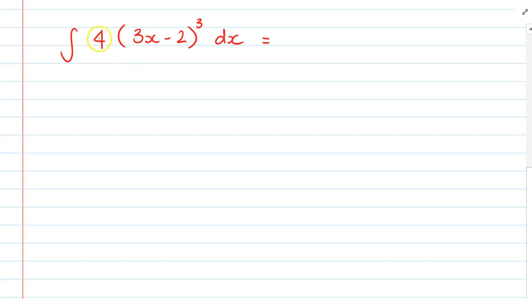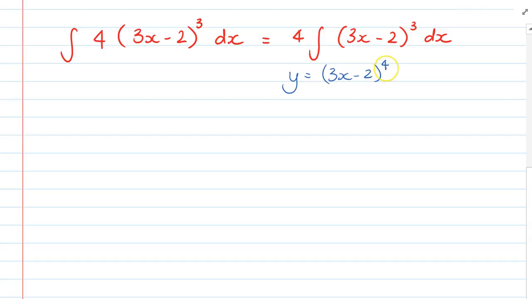This time we've got a constant out the front already. Again, from what we've learnt from our basic integration rules, we can take that 4 out the front and it becomes 4 times (3x - 2) all cubed dx. So for the moment, I'm going to just ignore this 4. I'm not going to forget about it completely, but I'm just worried about this one for now. Again, we know that this is the derivative and we want the integral. So we can say that y equals (3x - 2) to the power of 4.